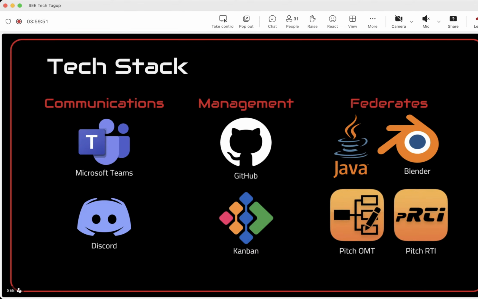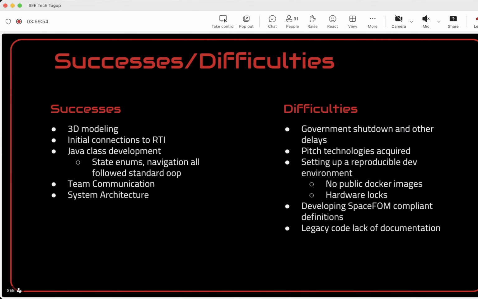Next slide, please. For our successes, I would say 3D modeling was one. Like I said, we didn't have any experience, so we all had to just try our best to get something up. We were also pretty successful with the RTI. We know Pitch had a couple of version changes here and there that introduced new things, but we were able to keep the connection pretty steady. The Java class development, so I developed the code, enums for all the rover states, the manager states. We all followed standard practices with OOP, inheritance, all of that, so it made it very easy to understand each other's code.